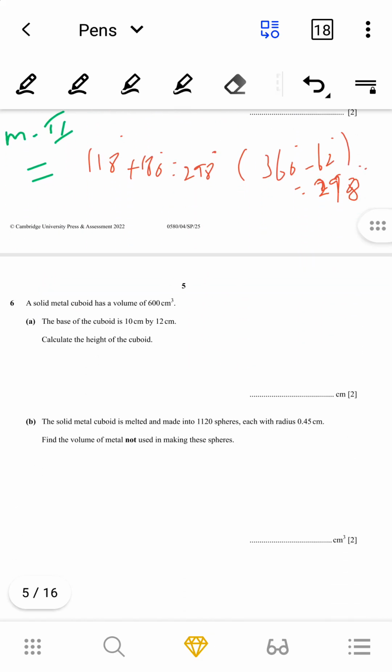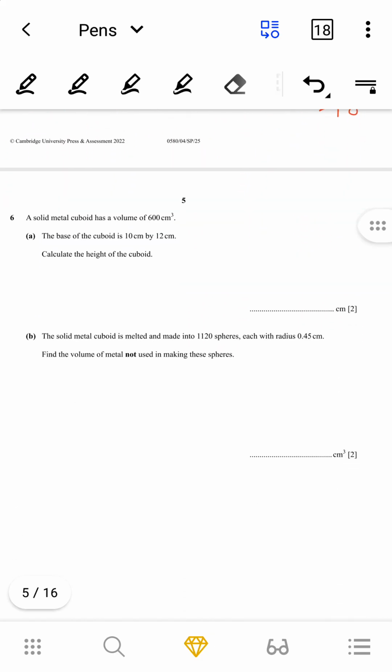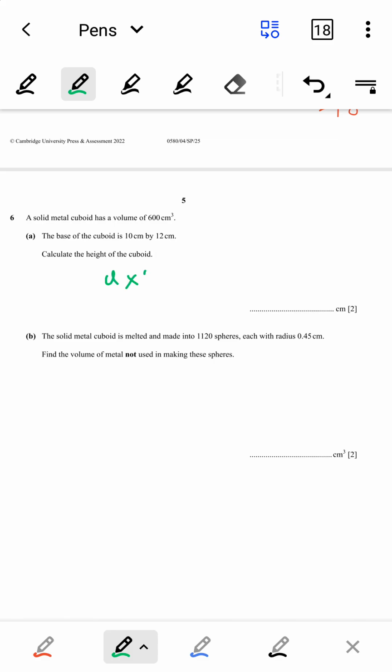So moving forward with the next question, the sixth question. From the measurement, a solid metal cuboid has a volume of 600 centimeter cube. The base of the cuboid is 10 centimeter by 12 centimeter. Calculate the height of the cuboid. So very simple thing. You know very well how to calculate the volume of a cuboid. So length into breadth into height, whose volume already given is 600 centimeter cube. So in the base of the cuboid you always have length and breadth, height alone is missing. So 10 into 12 into h equal to 600.